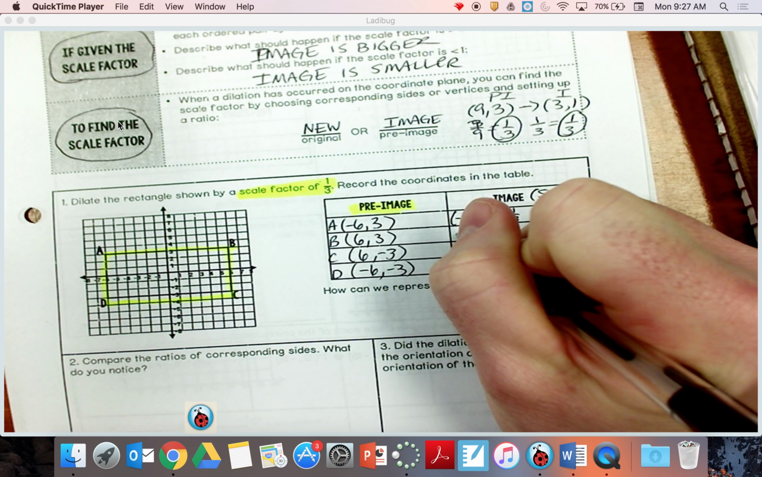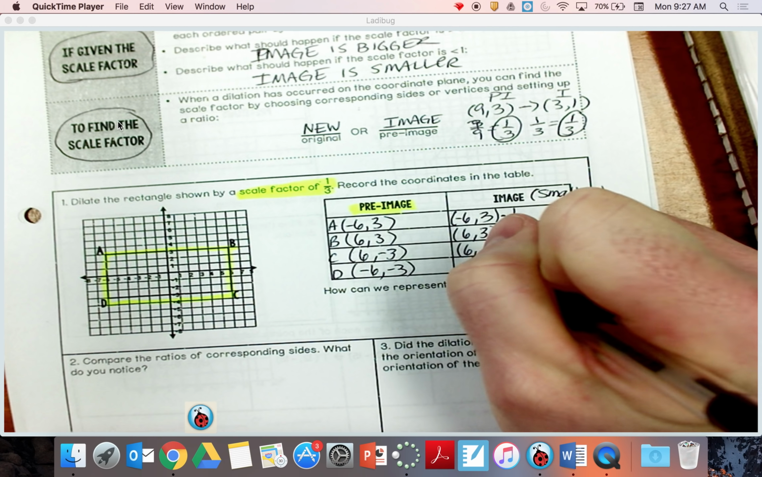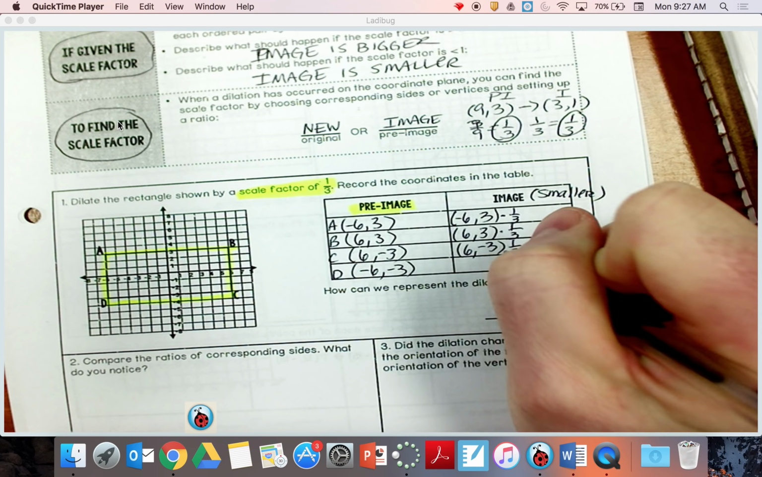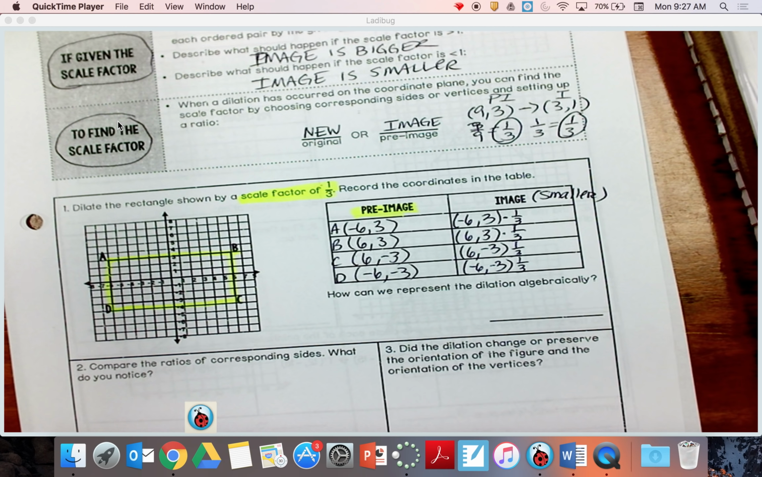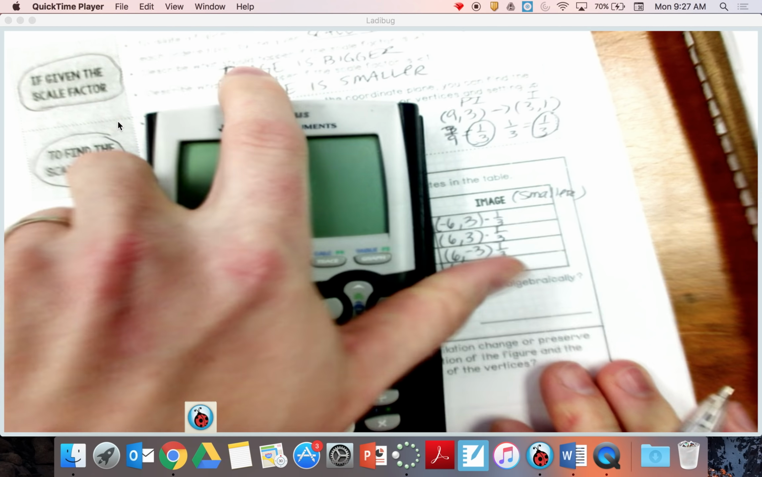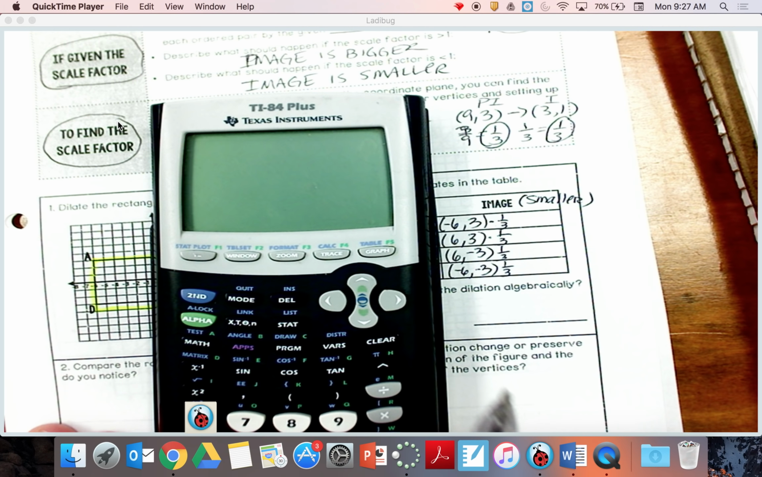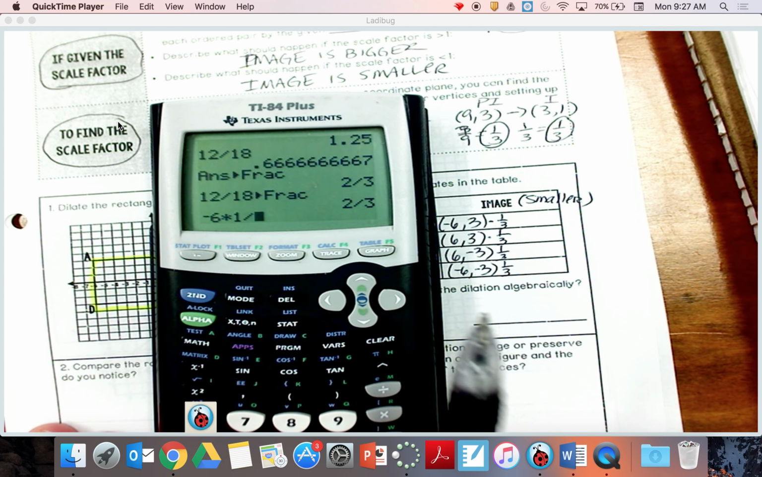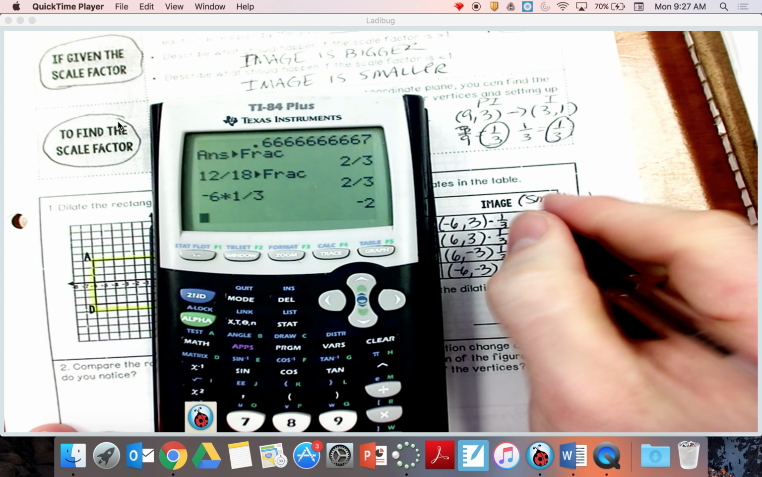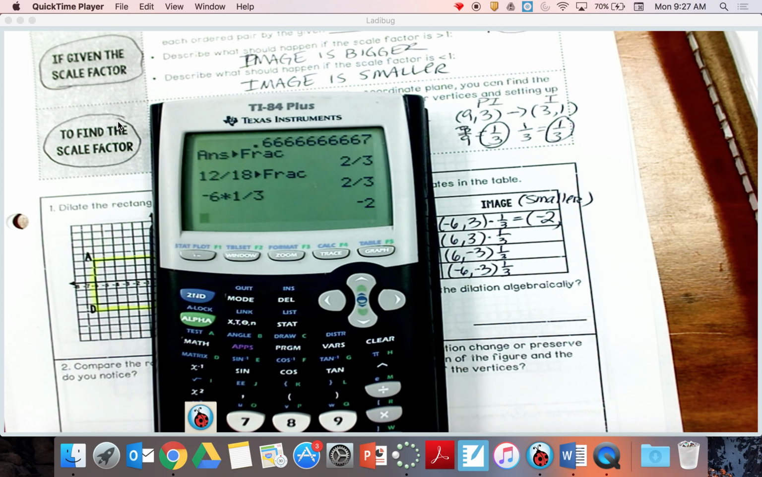Times 1/3, times 1/3, times 1/3, times 1/3. And when I do that here on my handy dandy calculator, I'm going to take 1/3 times -6. So turn that on there, Mr. O. 1/3 times the x value tells me it's now -2. So when I've shrunk 6 by 1/3, it turns into -2.